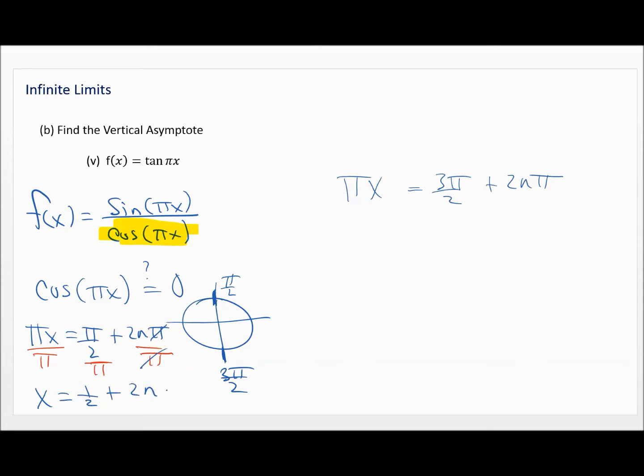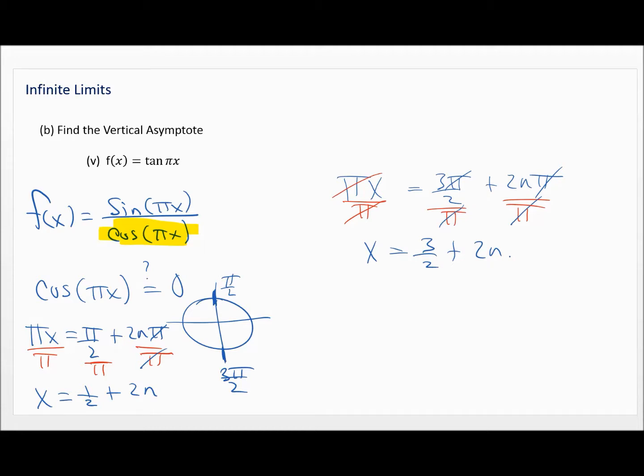So that's an infinite number of results. Remember, n are your integers. Okay, that's times around the circle. Over here, I'm also going to divide every term by pi, so I can get that x by itself. So that gives me x is equal to, now invert and multiply, those pi's cancel, 3/2 plus, those pi's cancel, 2n. So my results are of that form.